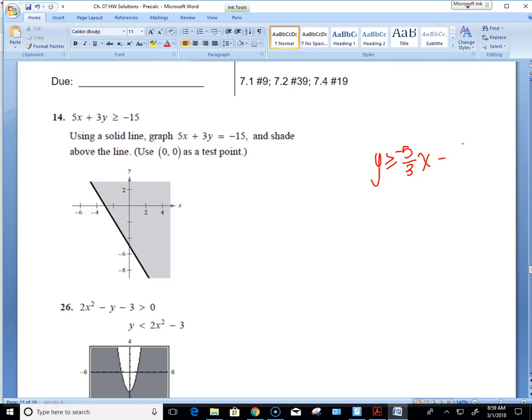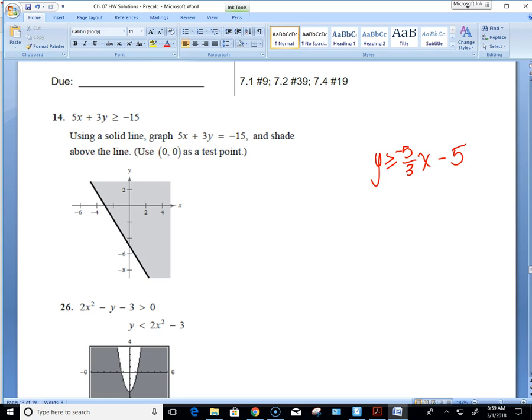Now do you guys agree? Okay. So intercept at negative 5. Slope is down 5, right 3, or back 5, up 5, and back 3. Either way, negative slope. And then why is it solid? And why is it above? Yep, you can use the trick.